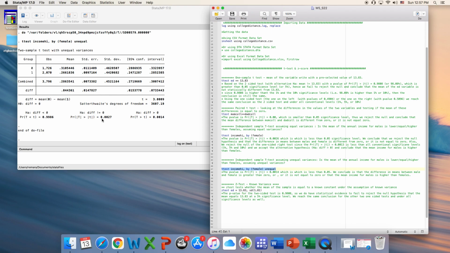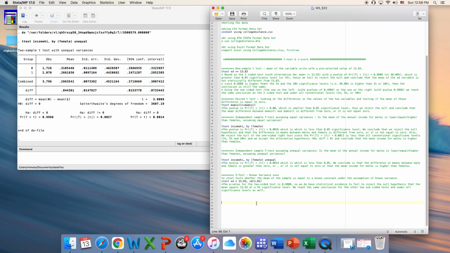Looking at the one in the middle, there is a 0.27% probability that the null is true. This is a very low probability compared to the 3 significance levels. Hence, we reject the null and accept the alternative that the difference is not equal to 0. We reach the same conclusion under the one-sided right-hand side test, saying that we have a very low probability that the difference equals 0. So we reject the null and accept the alternative that the difference in means is positive, or in other words, the mean of males is statistically significantly higher than the mean of income for females. Okay?